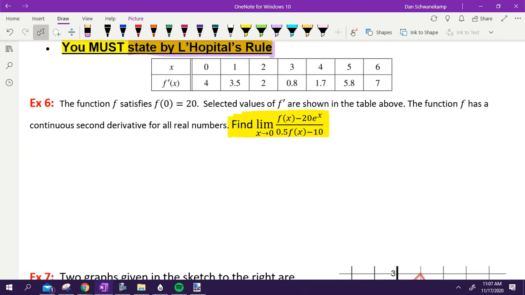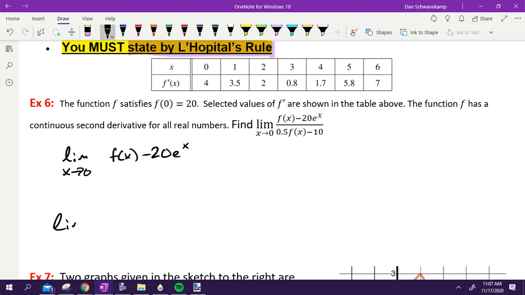So it says the function satisfies f of 0 is 20. Selected values of f prime are shown in the table. F has a continuous second derivative for all these numbers. Find the limit of this thing. As soon as I read this problem and I see this setup, I am going to go into free response mode. So I'm going to write the limit as x approaches 0 of the top, and then I'm also going to write the limit as x approaches 0 of the bottom. You have to do it separately. It's super annoying. I don't know why they make you do that, but we're going to do it anyways.